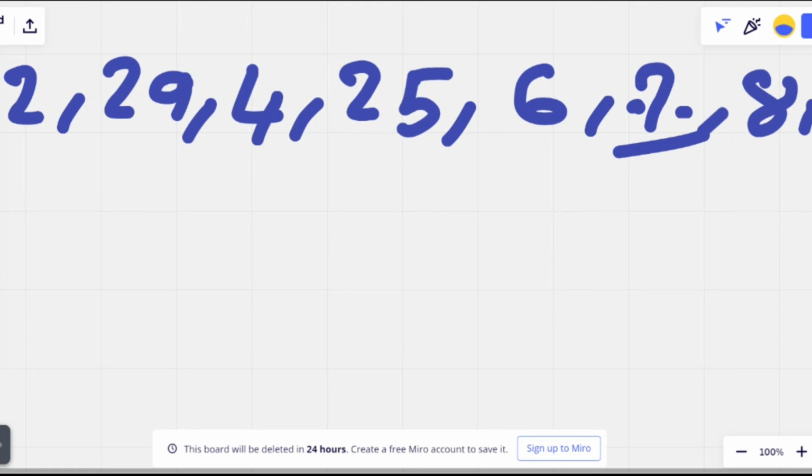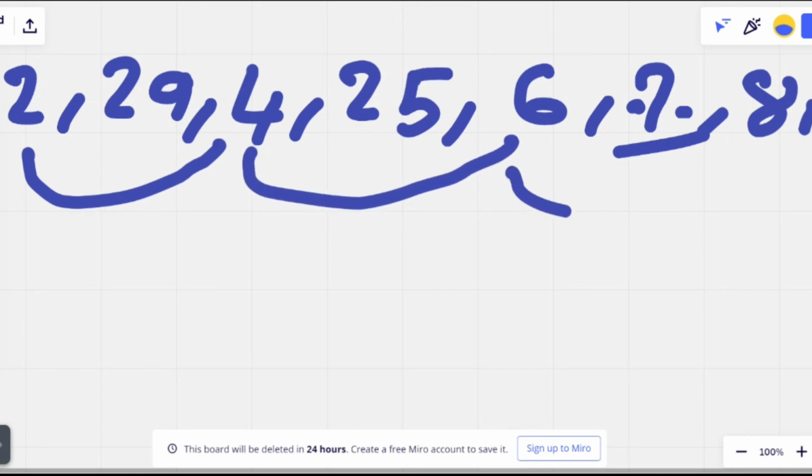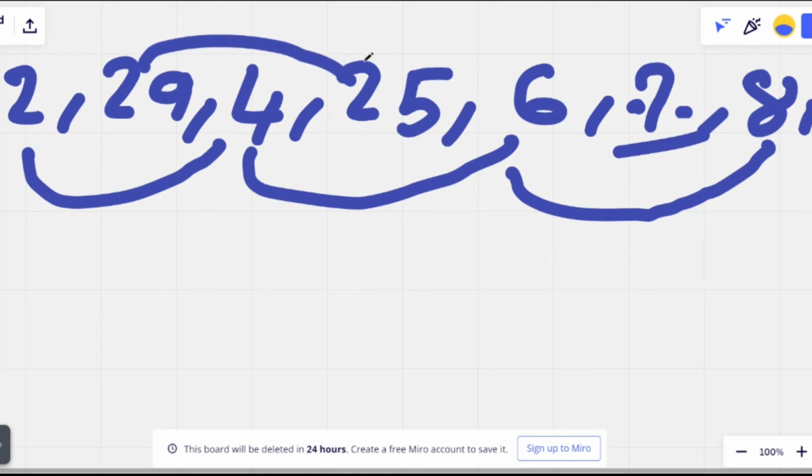If you see the pattern, 2 becomes 4, alternate, 4 becomes 6, 6 becomes 8. Similarly, 29 becomes 25, minus 4, again minus 4. So the answer is going to be 21. I hope you understand this model.